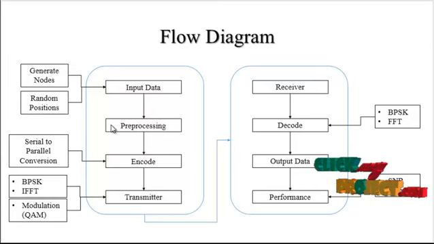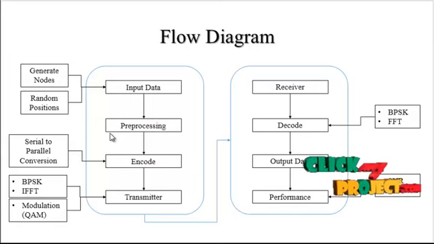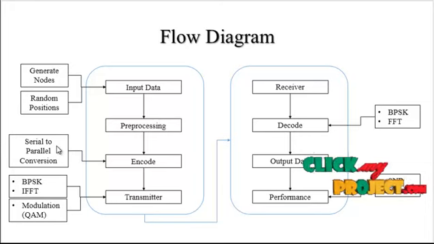In this pre-processing, a signal limit will be applied. In case the length of the signal is more, the signal will be limited, or else the length of the signal will remain the same. After that, we move on to the encode step. In this encode step, first of all, we have to convert the data by serial to parallel conversion. After the serial to parallel conversion, we have a change in the data type. After changing the data type, we move on to the transmitter side.